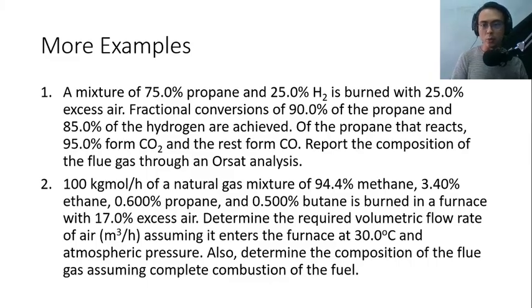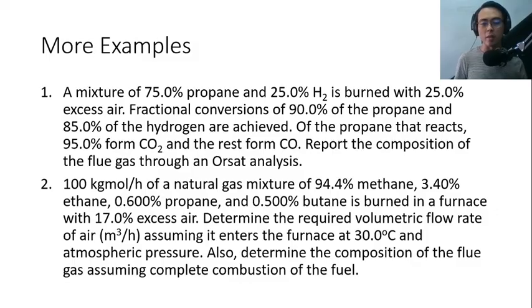Okay, number 2. 100 kilogram moles per hour of a natural gas mixture of the given composition, containing methane, ethane, propane, and butane, is burned in a furnace with 17% excess air. Determine the required volumetric flow rate of air, assuming it enters the furnace at 30 degrees Celsius and atmospheric pressure, and determine the composition of the flue gas, assuming complete combustion of the fuel. So this is just the same problem.